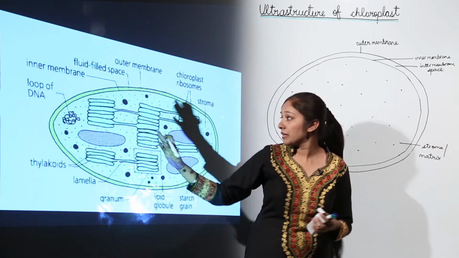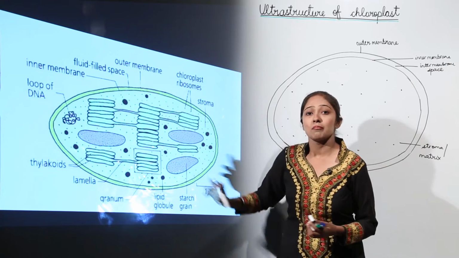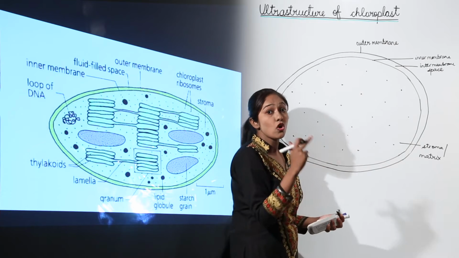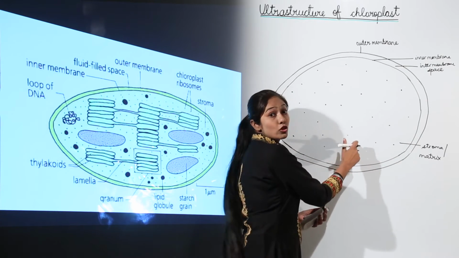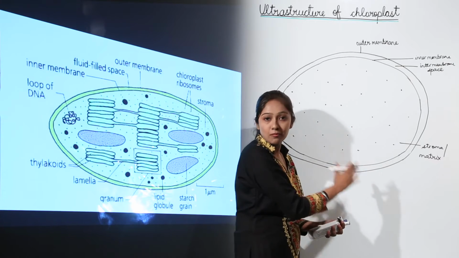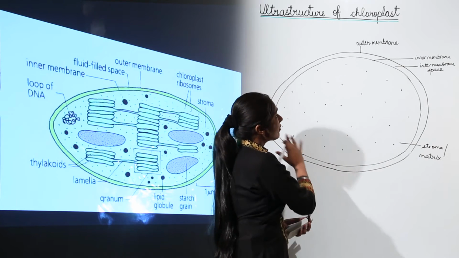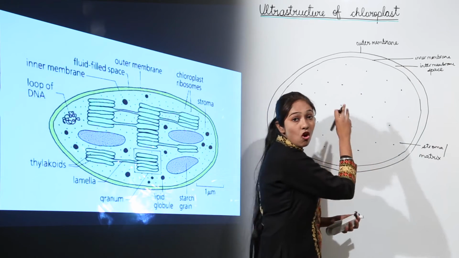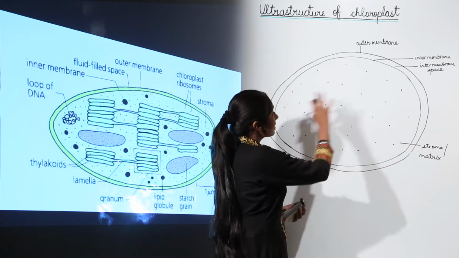You can see in this image a highly clearly defined diagram, but I am just making this for you so that when I am making it, you can also draw with me. You can also draw it in your notebooks and practice this diagram, because this is the ultrastructure of chloroplast, very important from the examination point of view. Make a very neat and clean diagram in your notebooks and label all the structures present in this organelle.